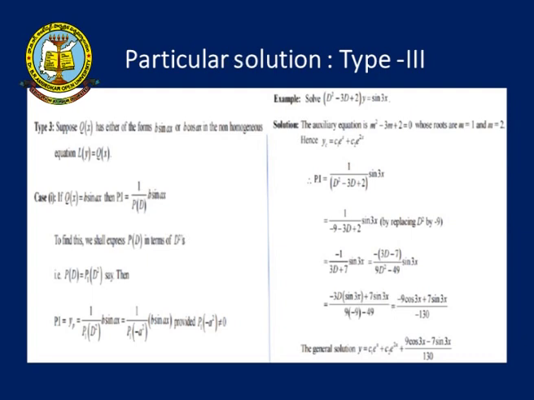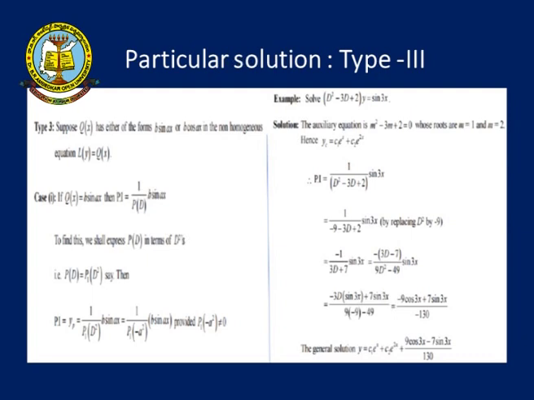Here also there are 2 cases. If it is not equal to 0, that is directly the answer. As an example, on the right side, taking sine 3x divided by D square minus 3D plus 2. What happens here? D square equals minus b square, so minus 9 I am substituting. Substituting minus 9, it is minus 9 minus 3D plus 2. So the simplification is minus 1 by 3D plus 7.